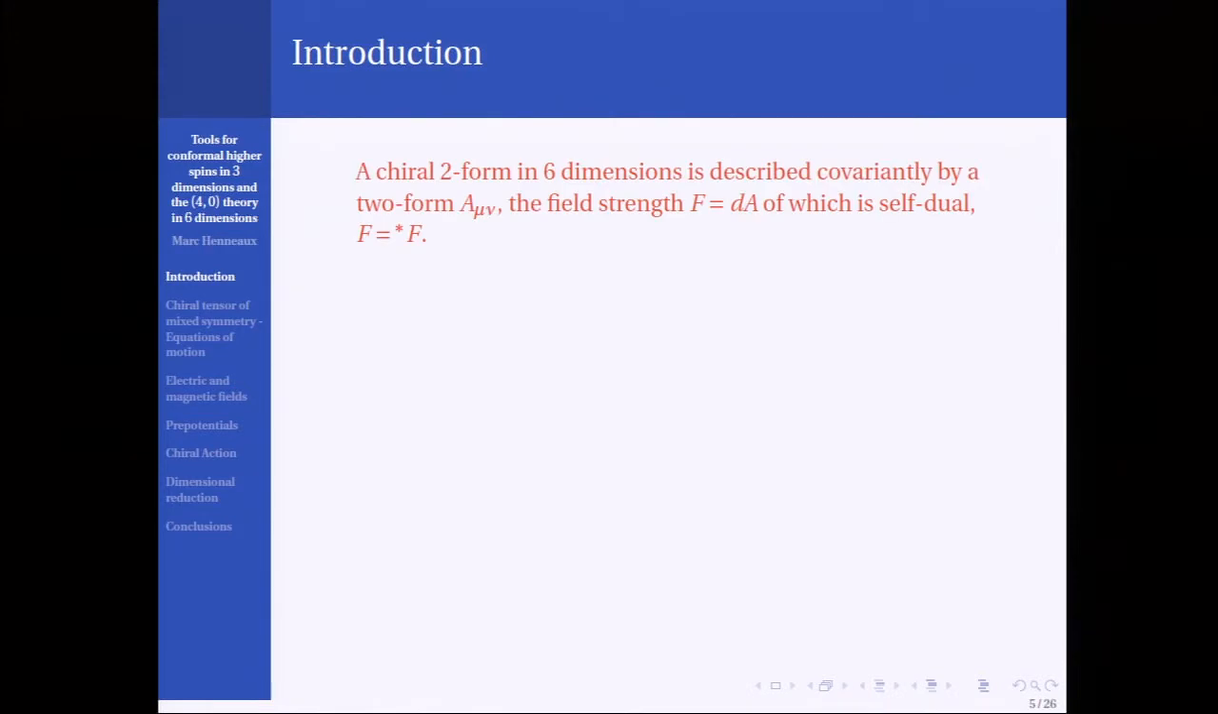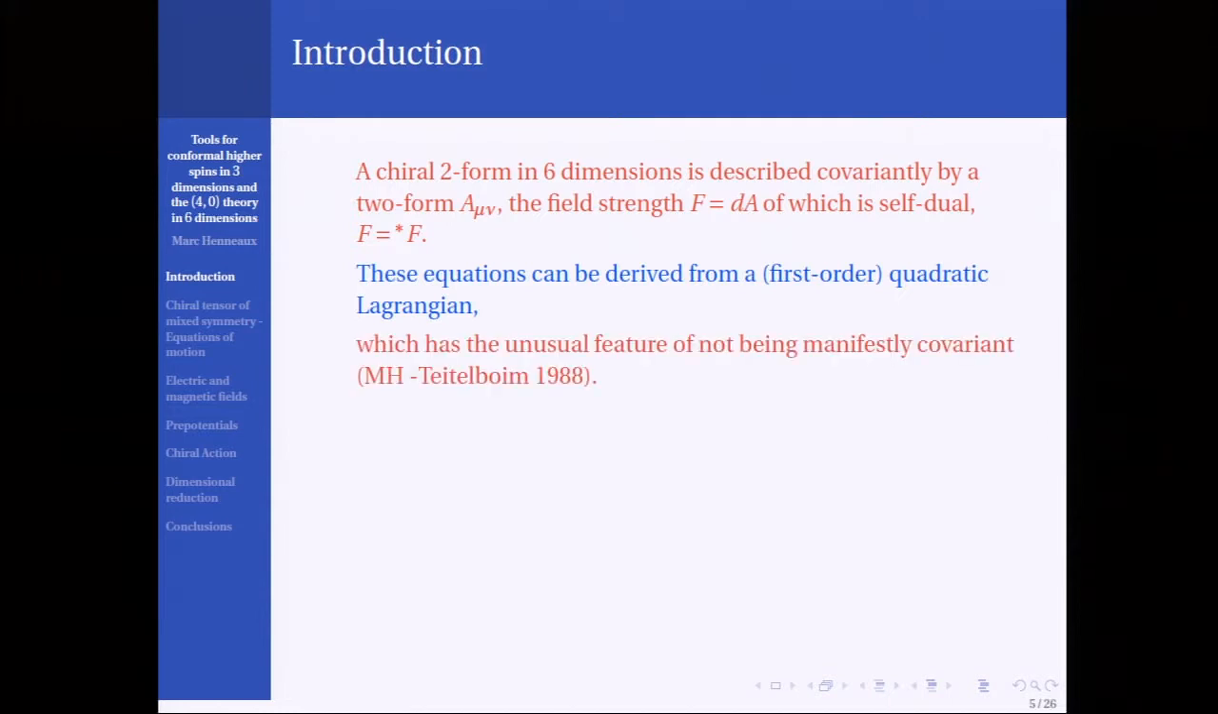So indeed, a chiral 2 form in 6 dimensions is something that is familiar. It can be described covariantly by a 2 form B_mu nu, which has a self-dual field strength. In 6 dimensions this is a 3 form, so the dual is also a 3 form, and this is an equation that makes sense. And one can derive these equations from a first-order quadratic Lagrangian, which has an unusual feature if you impose that it has to be quadratic.